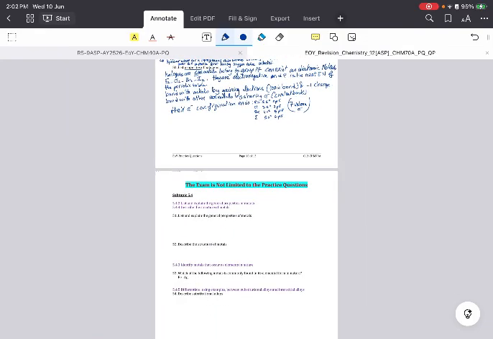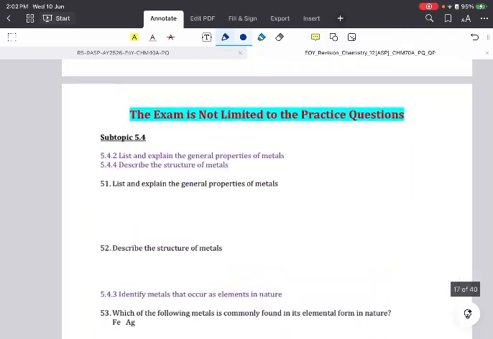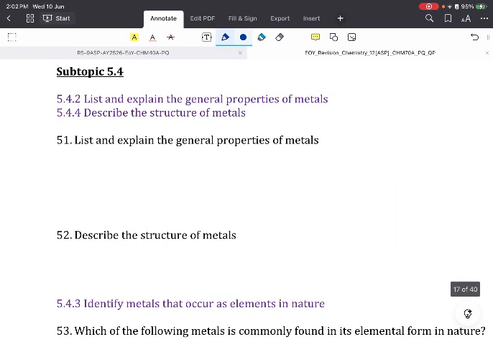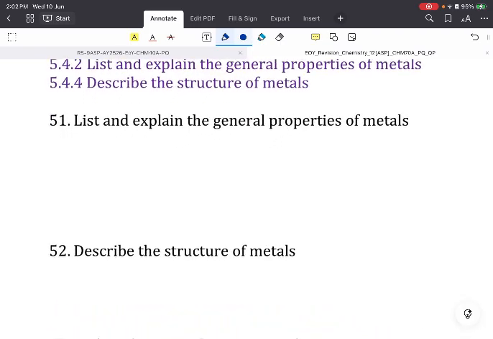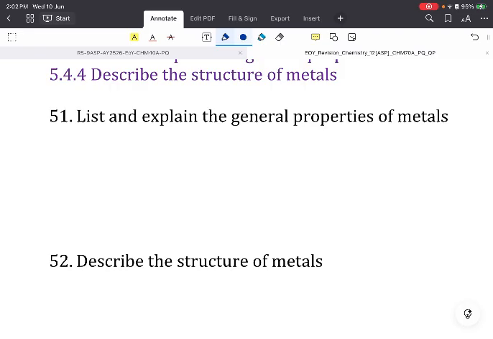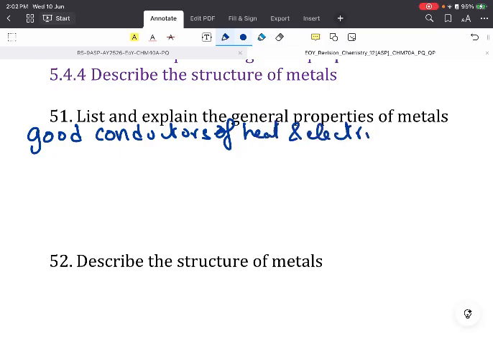And that's it. Now moving on to topic 5.4, which discusses the metals. List and explain the general properties of metals. Think about a metal and start listing the properties of metals. Let's start with the general properties. They are good conductors of heat and electricity. Just think about any metal, put it in your head, and start listing the properties.